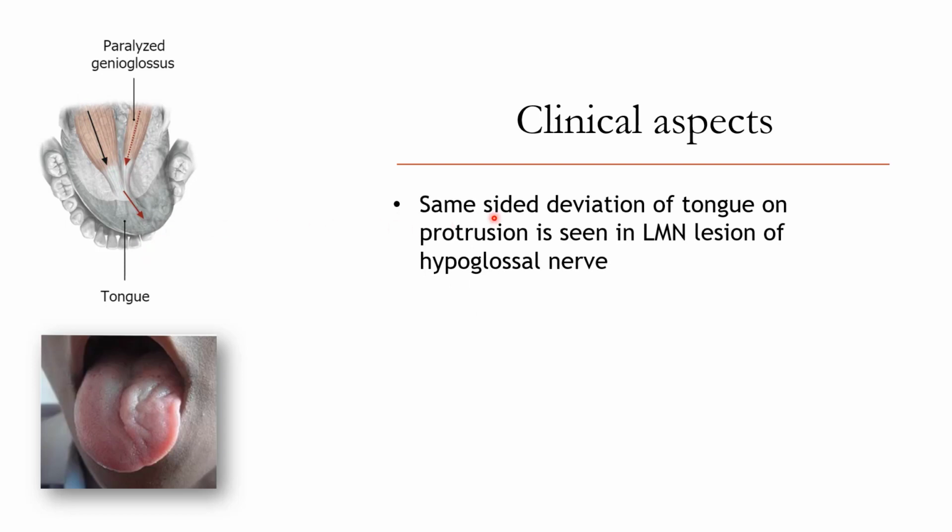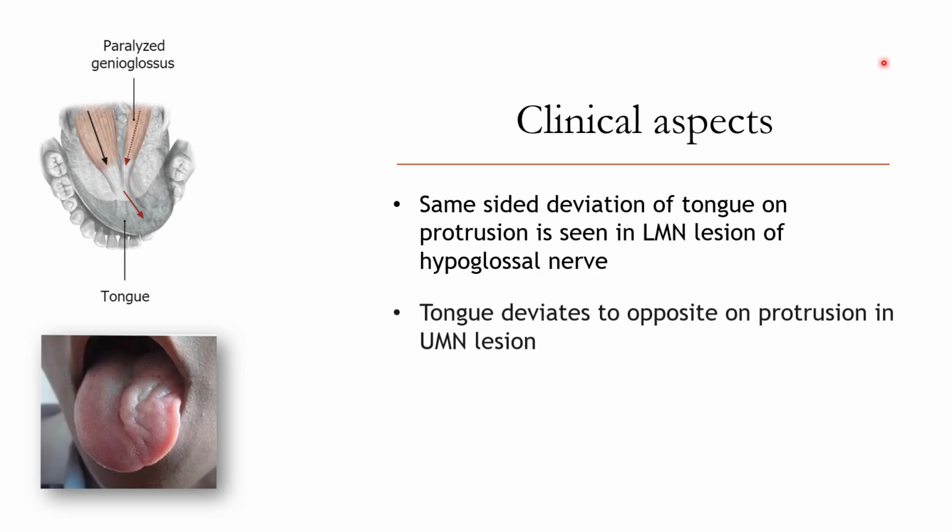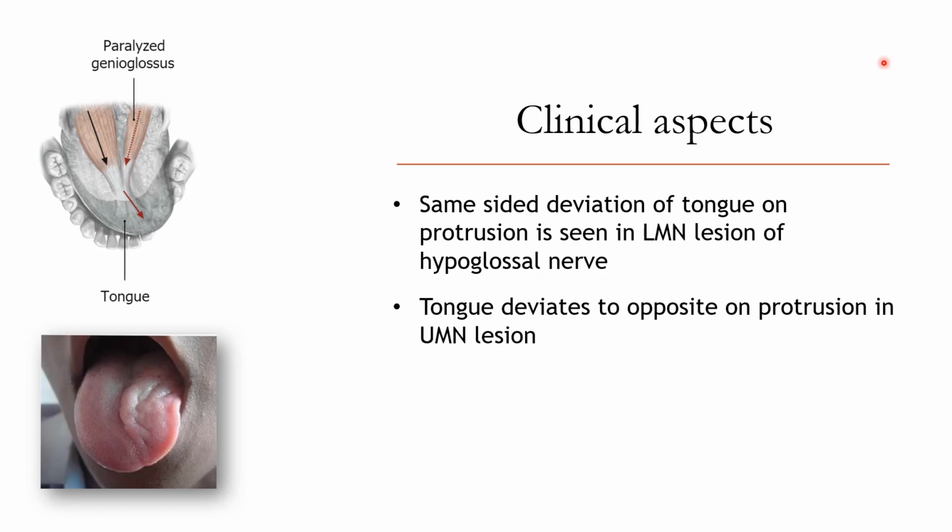Ipsilateral deviation of tongue on protrusion occurs in lower motor neuron lesion of 12th cranial nerve. However, contralateral deviation can happen in upper motor neuron lesion because on that side the nucleus responsible to supply the genioglossus is controlled by opposite cerebral cortex.